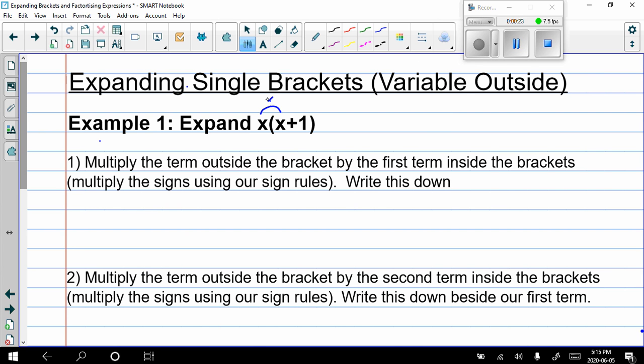So step one, same thing as last time when we were just doing it with the number on the outside. We are just going to do it term by term. So x times x. Remember, we have that little single power of 1 on each of the x's, and our rule says that we add the exponents together if they have the same base, which they do. They're both x's. So that means at the end, this is going to look like an x squared.